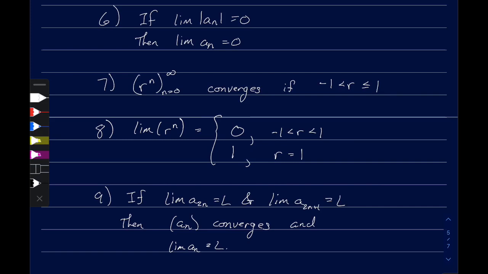Our final limit property is that if the limit of a_2n is equal to L and the limit of a_(2n+1) is equal to L, then a_n converges and the limit is equal to L. We can sum this up by saying if the even parts of the sequence converge and the odd parts of the sequence converge, and they go to the same number, then the whole thing has to go to that number. It makes a little bit more sense if you think of it as every other one converges to one number, and then we fill in the other gaps, which also converge to the same number.